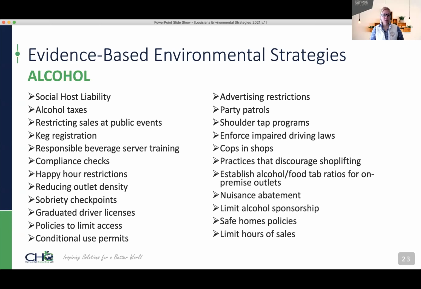different with different diversity. So laws like social host liability laws, or having alcohol taxes, or restricting sales at public events, keg registration laws, responsible beverage server training, which we've mentioned today already, the compliance checks we've mentioned, happy hour restrictions. When I was in graduate school, I was tasked with collecting advertisements from the University of Tennessee's student newspaper.